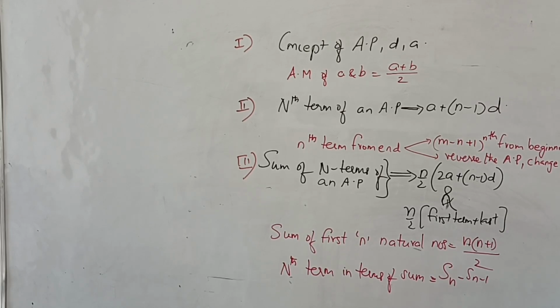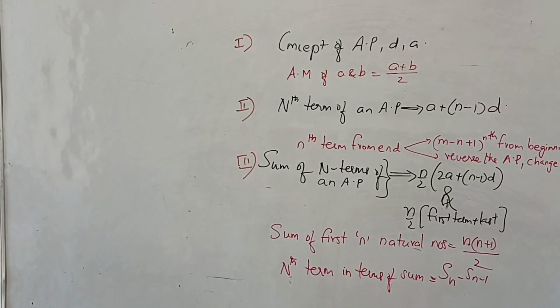Derived one is, get to know what is the arithmetic mean of A and B, which is the average of A and B, which is (A plus B) by 2. Now then we learned about the nth term of an AP as A plus (n minus 1)D, and we also learned about the nth term of the AP from the end. Either you reverse the AP and change the sign of D, or you use the formula: m minus n plus 1th term from the beginning will be the nth term from the end.